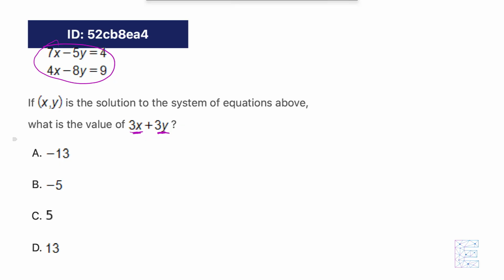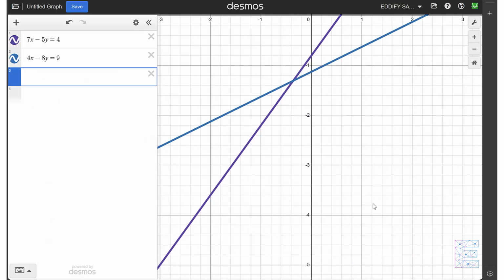Let's go to Desmos. All right, so type in both equations as shown and then find the place where the two lines are intersecting. And those are the x and y values. That's the answer to this system.